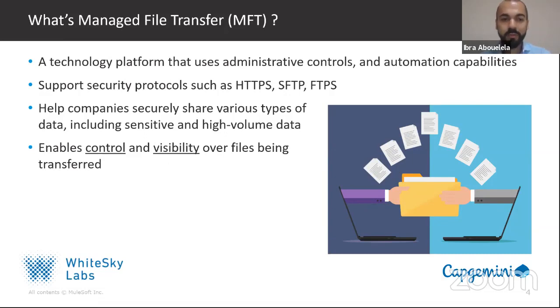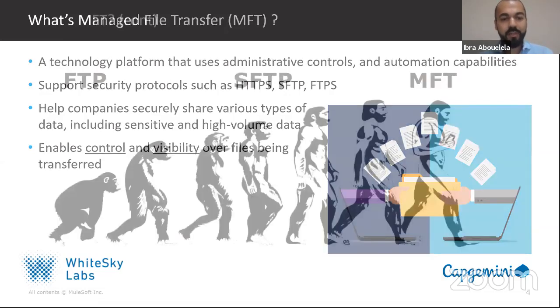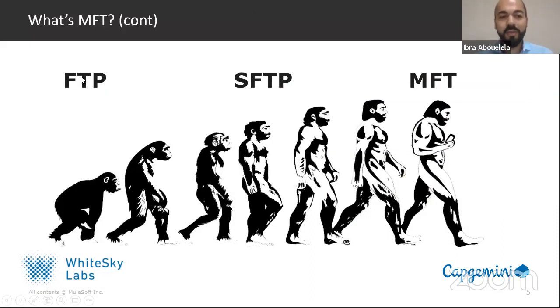And I cannot stress this enough, but control and visibility is a very important issue when it comes to file transfer. As you can see, it all started from FTP and progressed to SFTP, where we realized we need to secure our files and our data. Then, with all the extra utilities we have on hand, it became an MFT, and that's the natural evolution of file management.